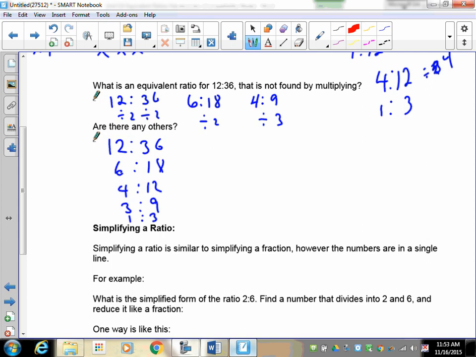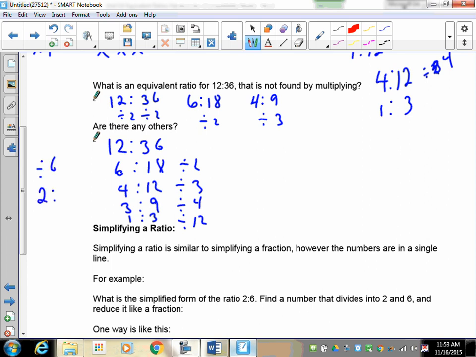Okay. Now, how did I simplify these ratios? Well, if this was my original one, here I divided by 2. Here I divided by 3. Here I divided by 4. And here I divided by 12. All right. And I also could have done 6, I guess. Divide by 6.